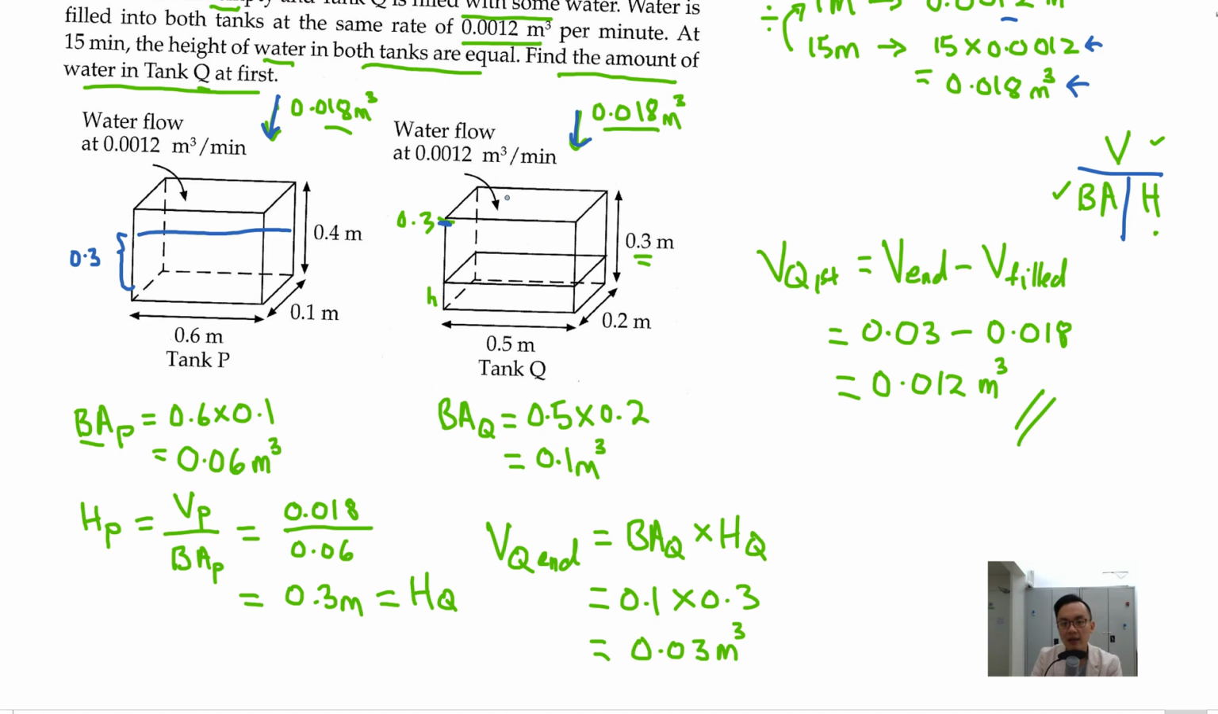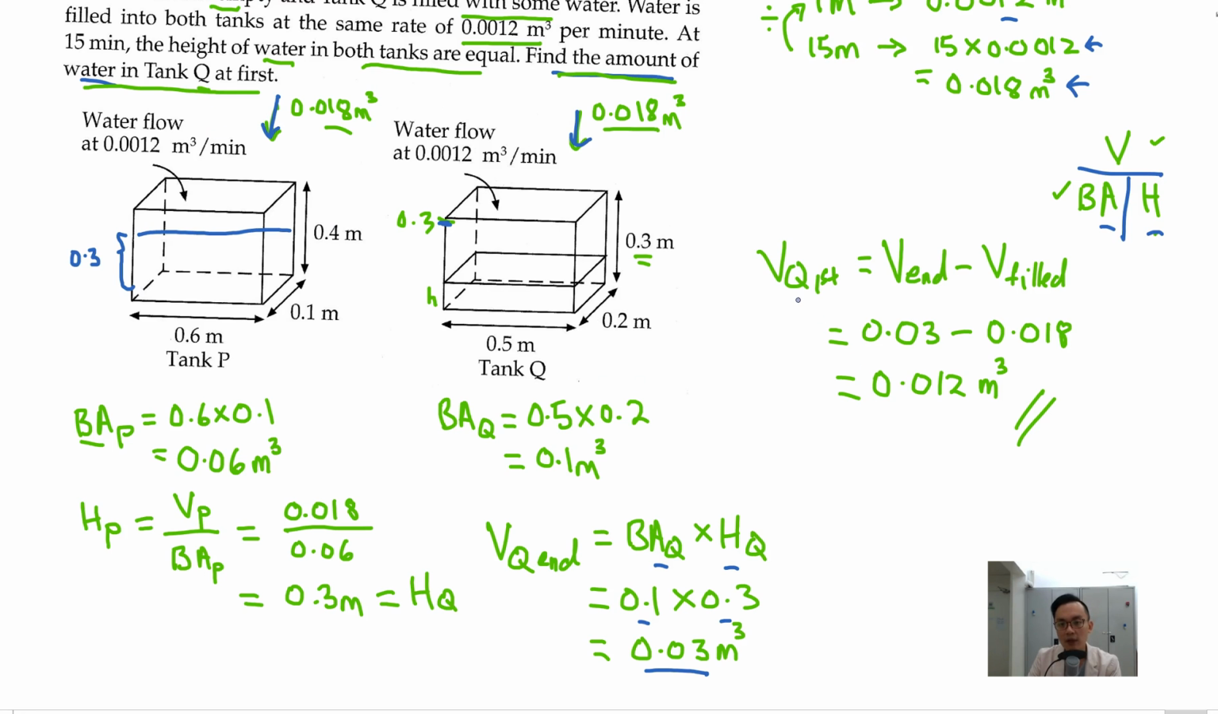So I can find in the end what was the volume. So volume is base area times the height. So base area of Q times height of Q is 0.1 times 0.3. And that gives me 0.03. This is the volume in the end. So the question is asking the amount of water in tank Q at first.